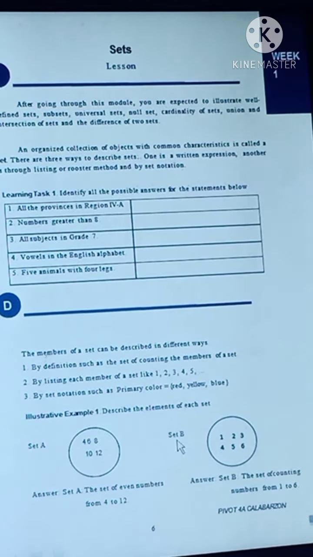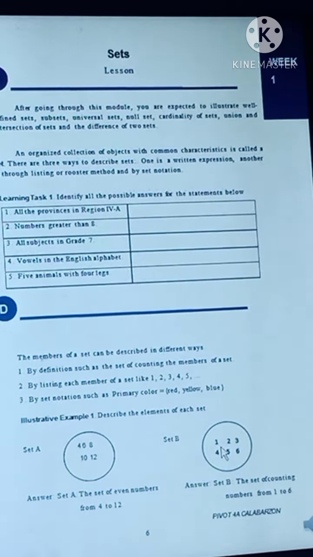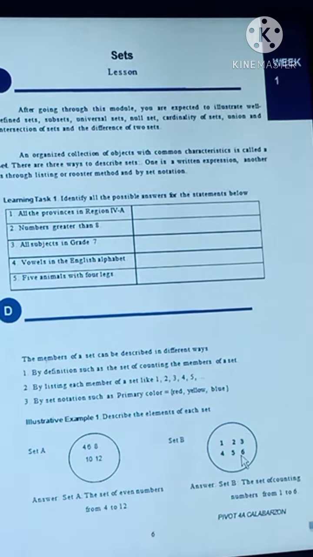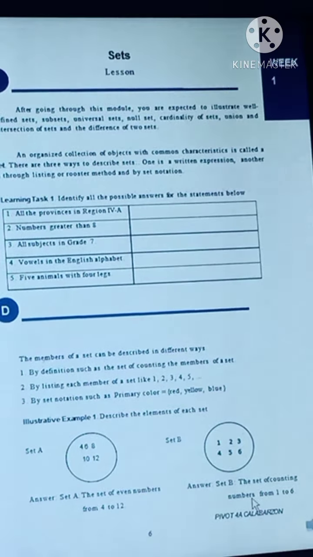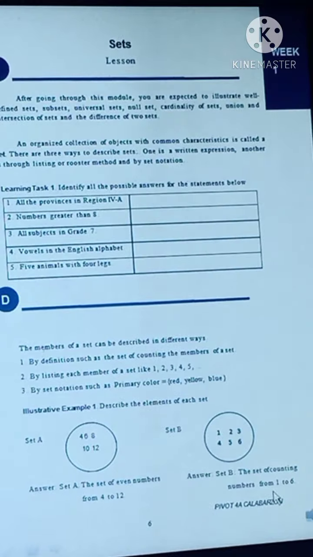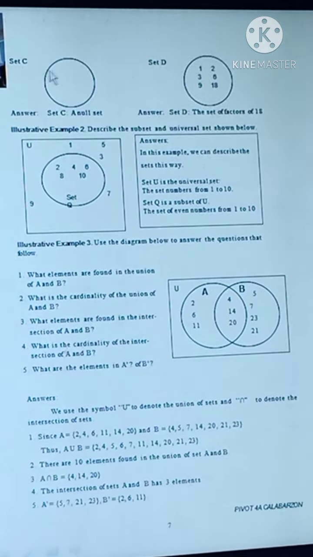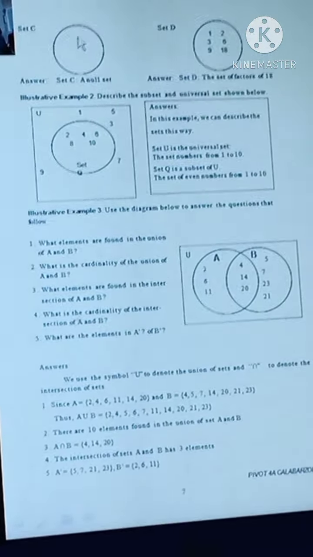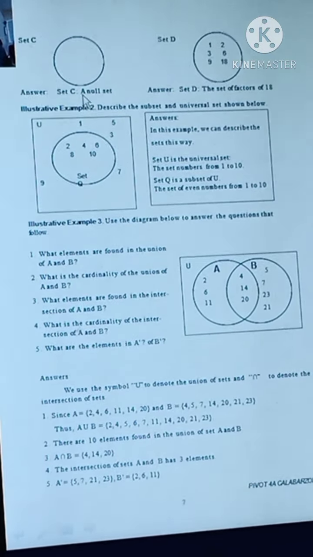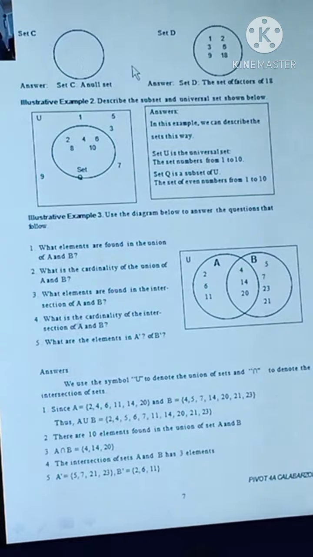Next example, set B. Inside your circle, you will have 1, 2, 3, 4, 5, 6. Answer: set B, the set of counting numbers from 1 to 6. Is that clear? Okay. Next, we will have example 3. Set C. You don't have any elements inside. So, your answer is set C is a null set, or what we call the empty set, dahil walang laman.